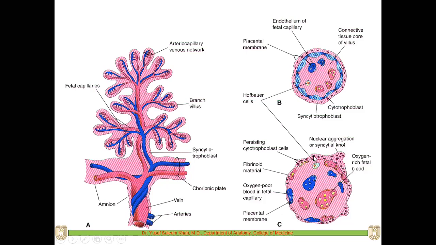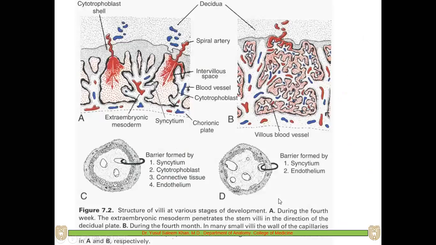But by the fourth month, these blood vessels come closer to the wall and it becomes just two layers, the first and the fourth layer. You can see the syncytiotrophoblast and the endothelium. The connective tissue and the cytotrophoblast have almost disappeared. So by the fourth month, the barrier becomes much thinner.